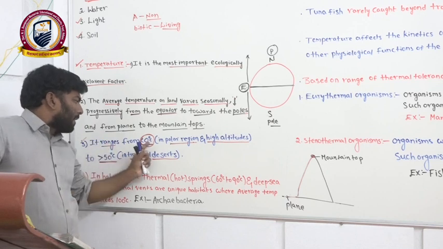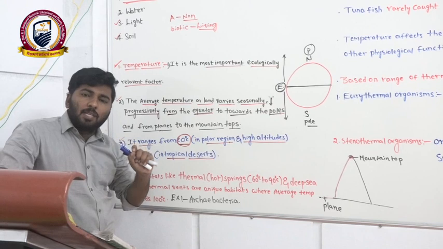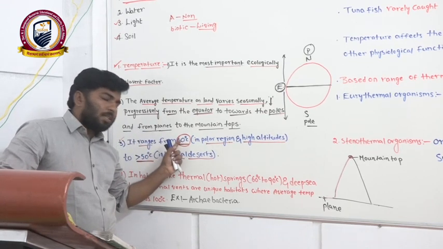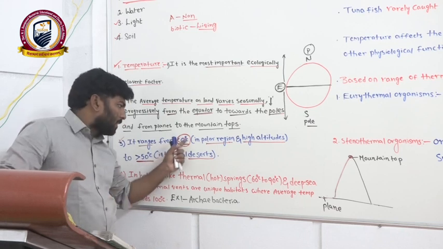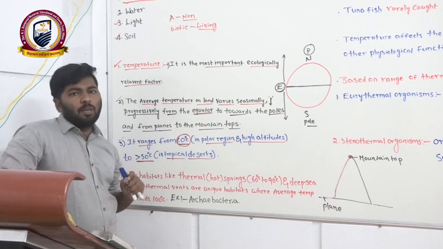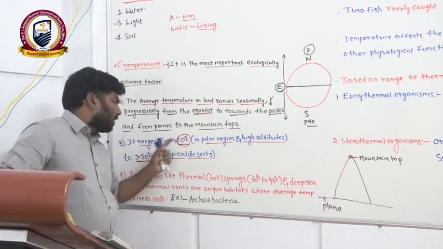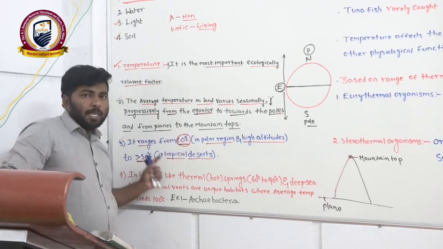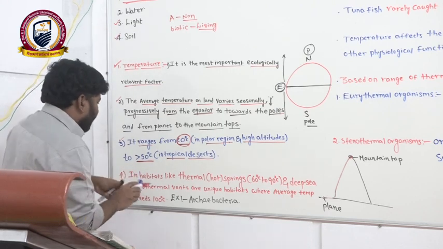In this temperature range only, the maximum number of animals or organisms are available. Whether it is 0 degrees, sub-zero levels, or more than 50 degree centigrade, this temperature range is suitable for most of the living organisms. That is what we are observing: most of the living organisms live in this range, sub-zero level to greater than 50 degree centigrade. Clear? Now we can see the next point.